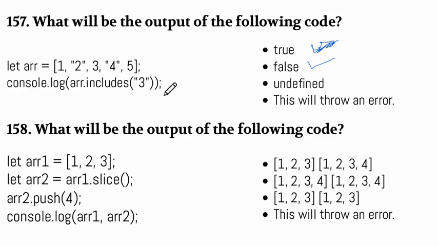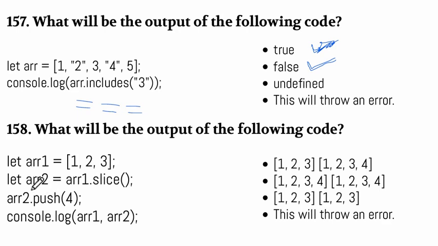We have discussed loose equality and strict equality. Strict equality uses three equals signs, in which we not only check the value but also check the type of the data. So here you can see that the 3 inside the array is a number, and inside the includes it's working as a string. So it will give us false. The correct answer is false. It wasn't true.